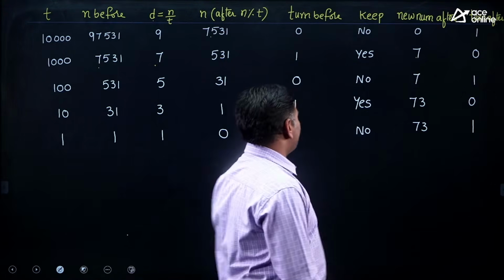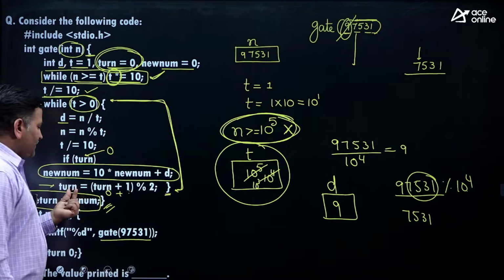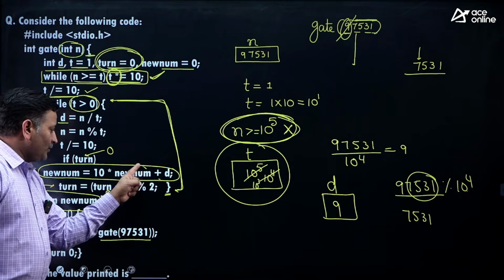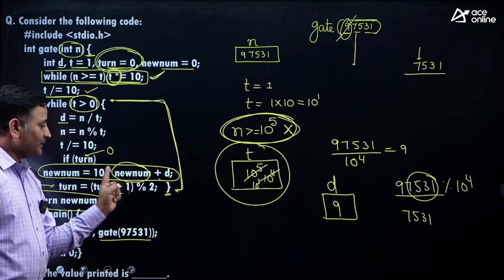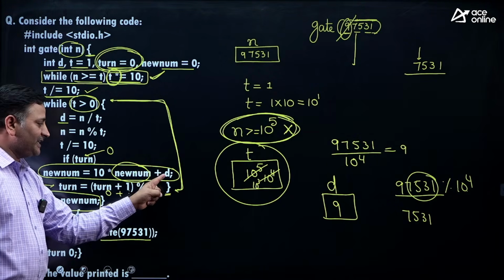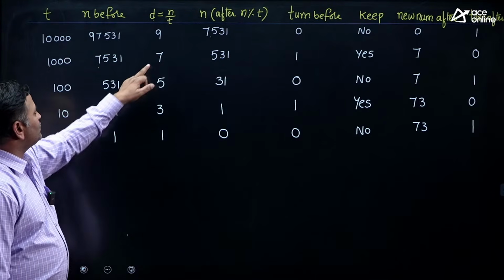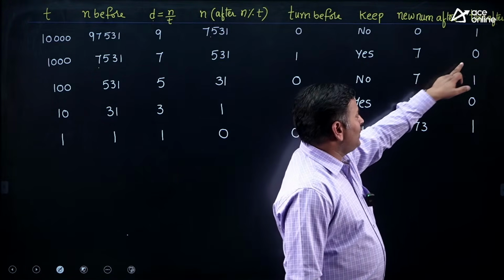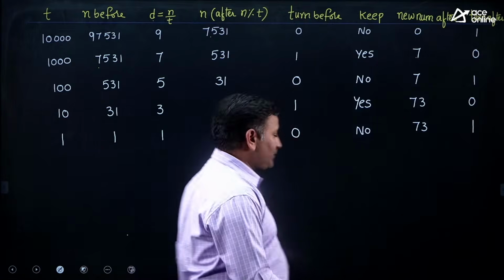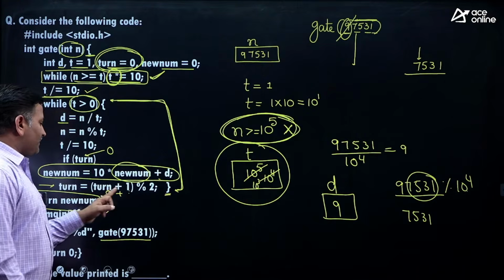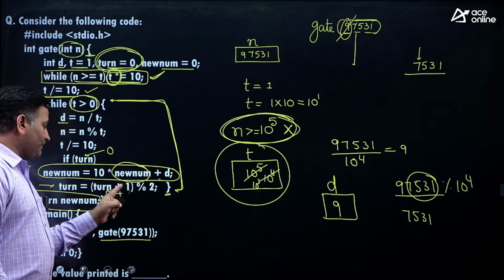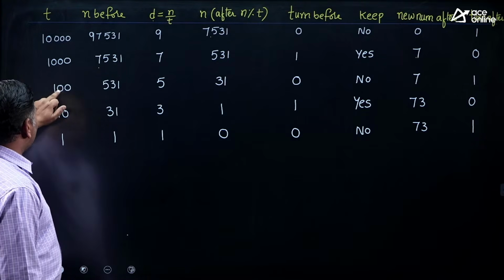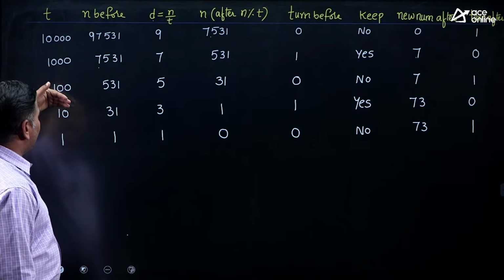Let me explain how it becomes 7. turn is equal to turn plus... new num is equal to 10 into new num plus d. Right now, the new num value is 0, so 10 into 0 is 0, 0 plus d. What is the value of d? d is equal to 7. That's why it is nothing but 7. After taking 7, you have to do turn equals (turn plus 1) mod 2. Earlier turn is 1, 1 plus 1 is 2, 2 mod 2 equals 0, friends. Like that, next time t is equal to 100 because every time t is divided by 10.